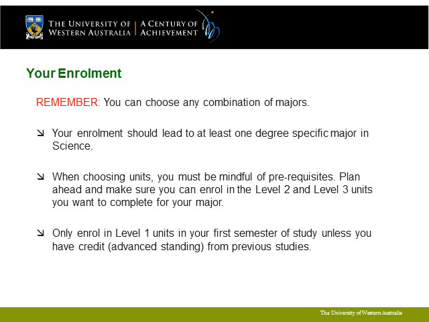Your enrolment should lead to at least one degree-specific major in science. When choosing units, you must be mindful of prerequisites. Plan ahead and make sure you can enrol in the Level 2 and Level 3 units you want to complete for your major. Only enrol in Level 1 units in your first semester of study, unless you have credit from previous studies.